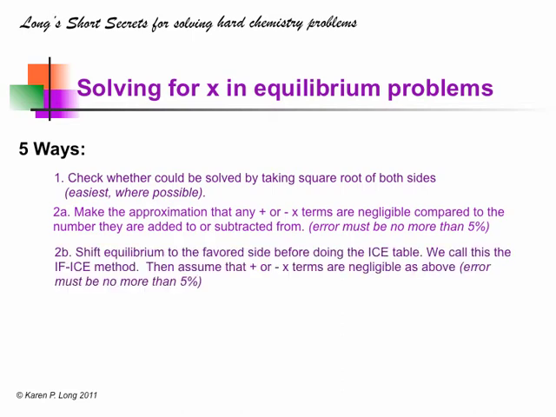We could shift first the equilibrium to the favored side before doing the ICE table. We call this the if-ICE method. The favored side would be determined by the size of the K value in the equilibrium constant expression. If K is very small, the reactants are favored. If it's very large, the products are favored. After we create our new ICE table, we would then assume that the plus or minus terms are negligible, as we did above.